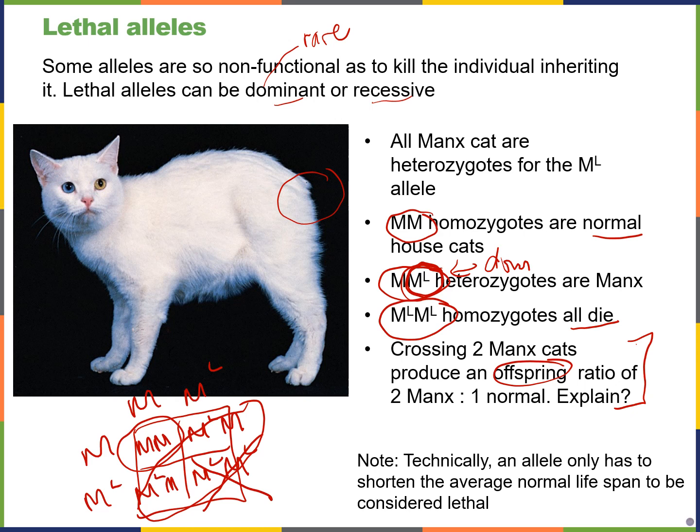So technically an allele only has to shorten the normal lifespan to be considered lethal, and this is usually because it won't be passed on to the next generation.